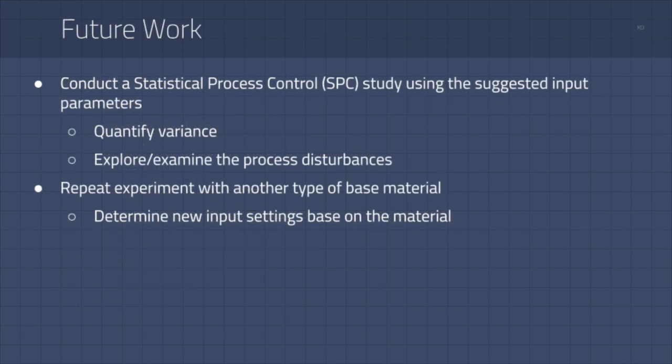For future work, we can conduct an SPC study using the suggested input parameters to quantify variance or examine the process disturbances. Additionally, we can repeat the experiment with another type of base material to determine the new input settings.